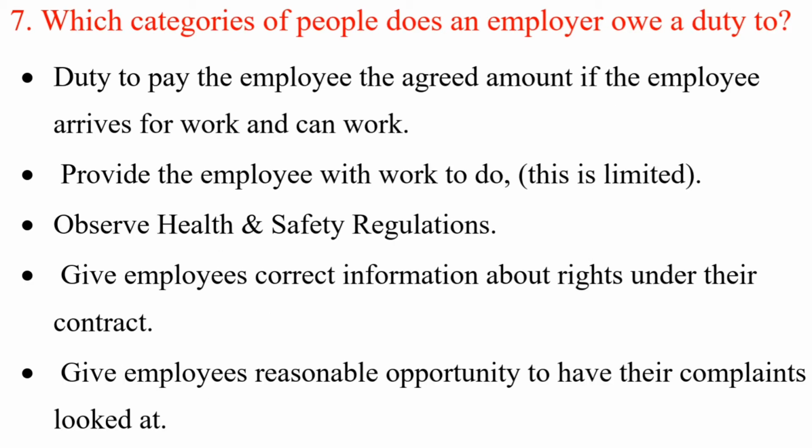Question 7. Which categories of people does an employer owe a duty to? Duty to pay the employee the agreed amount if the employee arrives for work and can work. Provide the employee with work to do, this is limited. Observe health and safety regulations. Give employees correct information about rights under their contract. Give employees reasonable opportunity to have their complaints looked at.